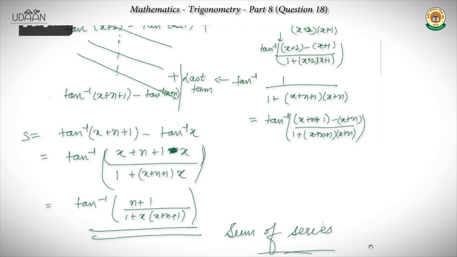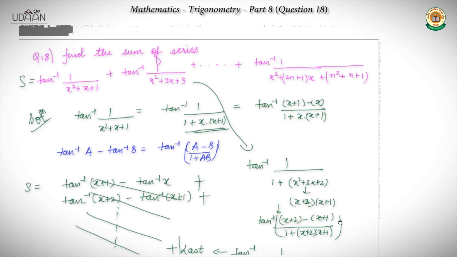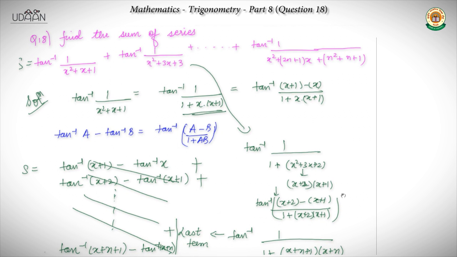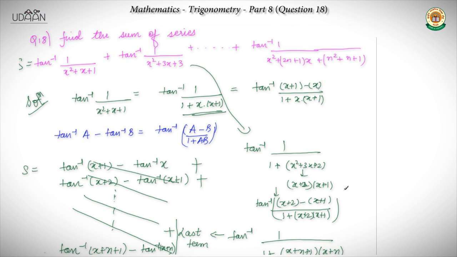We had to find the sum of a series, and generally we see that when we have to find the sum of a huge series, if we write every term in the form a minus b, then from every term one term will get cancelled. Generally this is the trend, and only 2 terms remain.